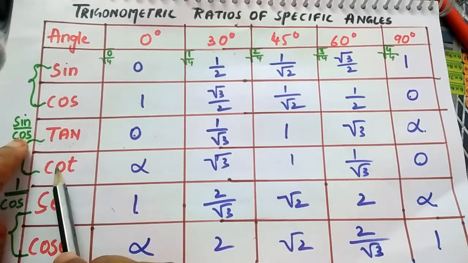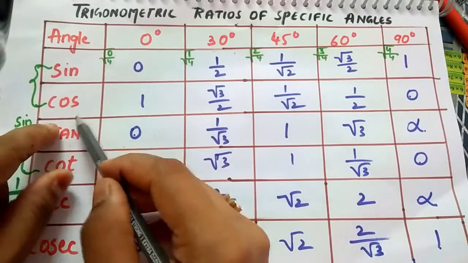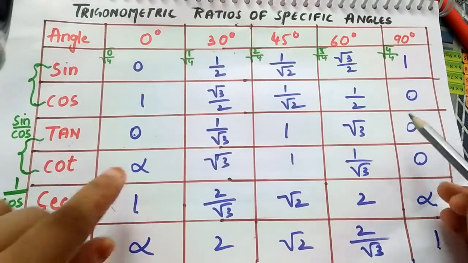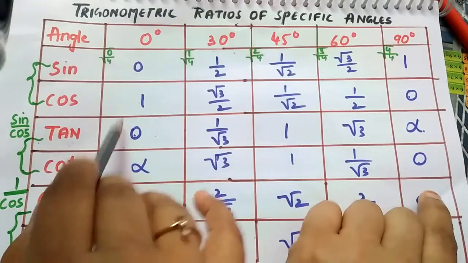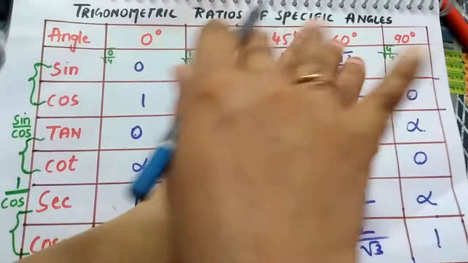Now cot: like what we did for cos, we do the same with cot. See, it's infinity, root 3, 1 by root 3 and 0. It is like crossing your hands.